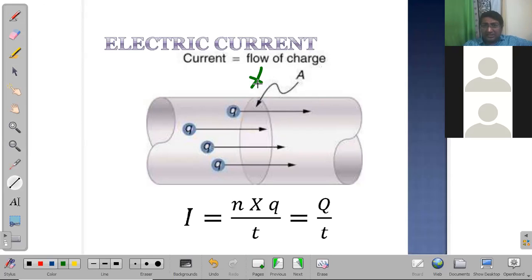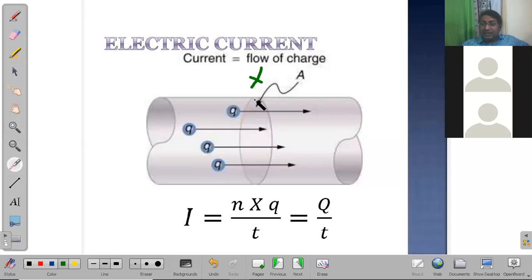So imagine you're sitting here and you're able to see this particular cross section. You can see that circular cross section over here. And imagine you're using a stopwatch, and you decided that you'll observe that particular cross section for 1 minute, or maybe 1 second. It doesn't matter. The value could be 1 minute or 1 second or whatever.